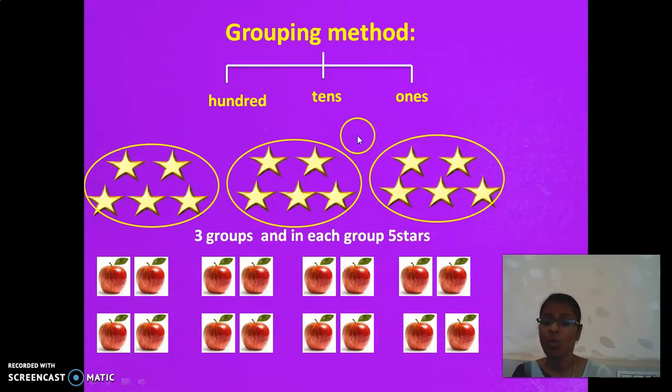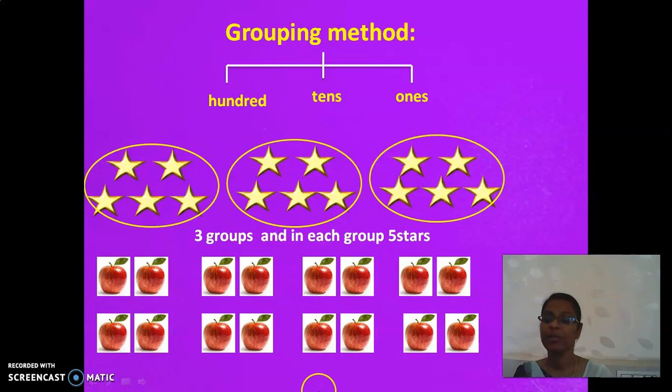What is that? 3 groups, and in each group, I have 5 stars. So what method can I use? With the help of the quick tips, what can I do here? Yeah, I can skip count by 5 because in all the groups I have only 5 objects which are similar, isn't it? So I can use the skip counting method. So 5, 10 and 15. So I have to skip count 3 times. Did I get the answer with the help of the quick tips of skip counting?